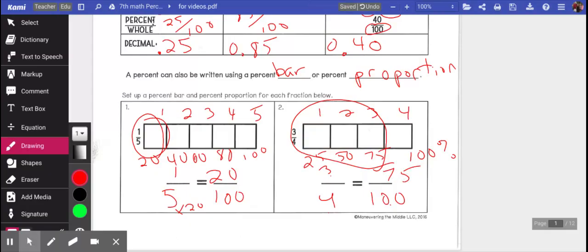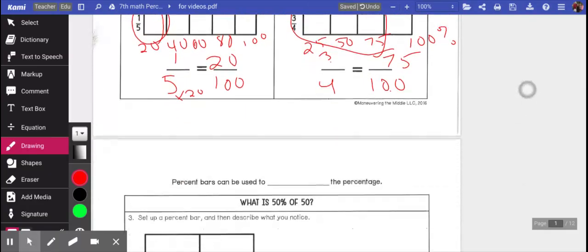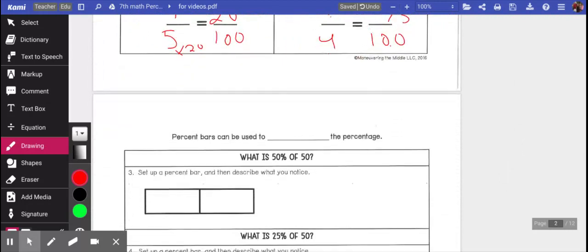Again, make sure you always slow down and rewind if I'm going too fast or if you don't understand it. So percent bars can be used to estimate the percentage. So we're going to try to figure out what is 50% of 50. And some of you probably already know, because you should know that 50% is half. So you should know already that it's 25. But if we set up this percent bar, we want to go all the way over to 50.